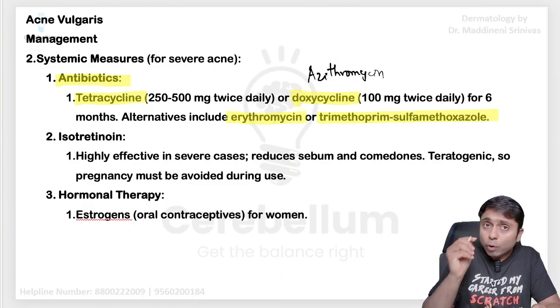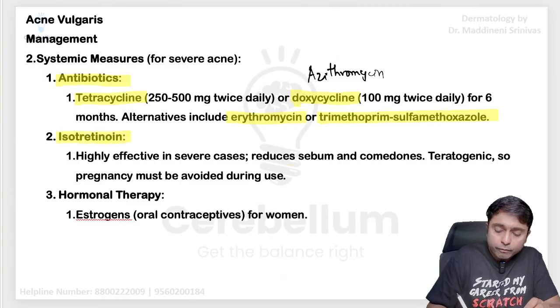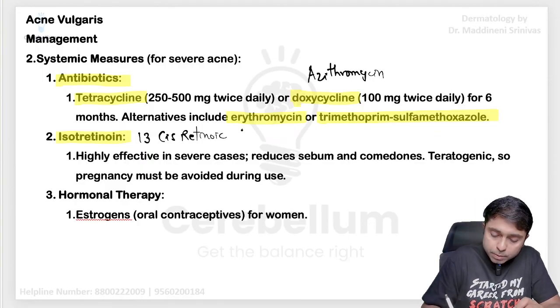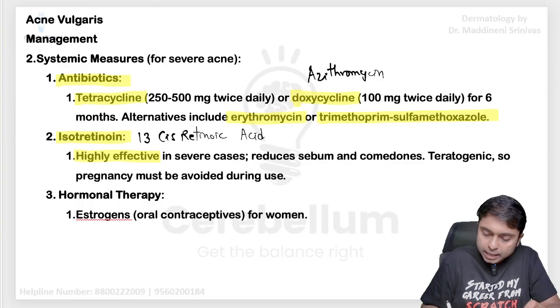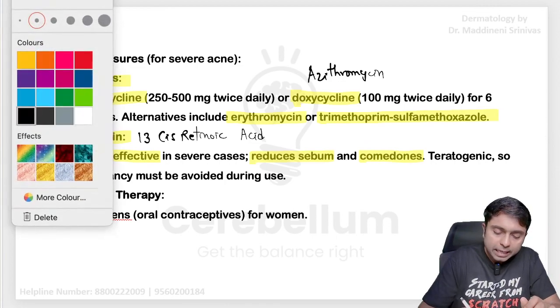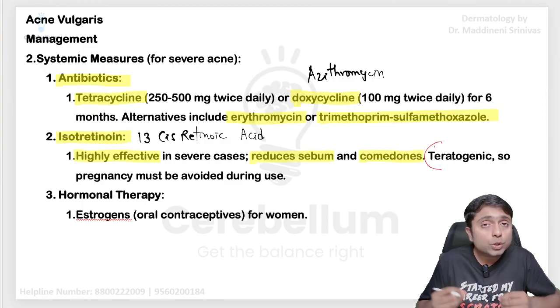And one very important treatment modality which you need to remember is isotretinoin, which is also called as 13-cis retinoic acid. This is the drug of choice for the grade 4 acne. You must remember, this is an oral medication, and it is highly effective in the severe cases, that is grade 4 acne. It reduces the sebum and also it reduces the comedones. But the problem is that it has teratogenicity. So it can produce teratogenicity. So pregnancy should be avoided.